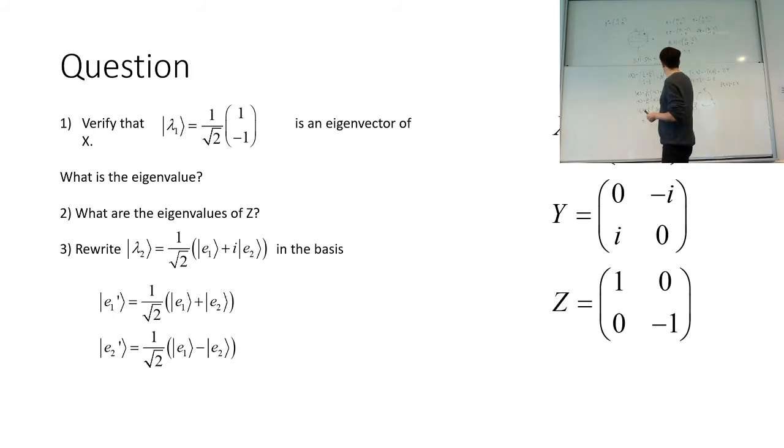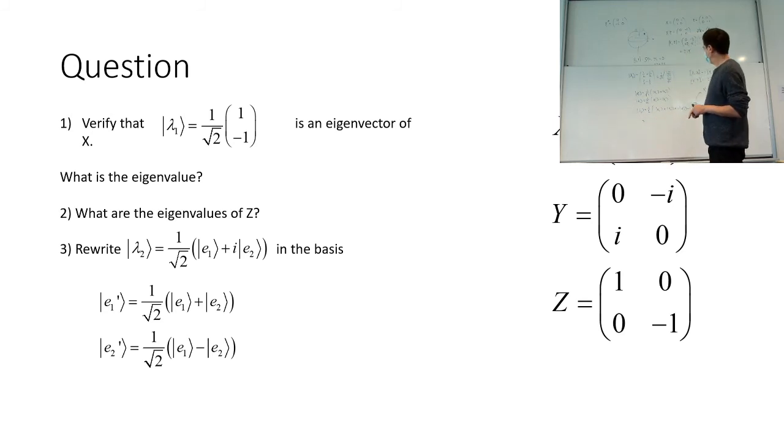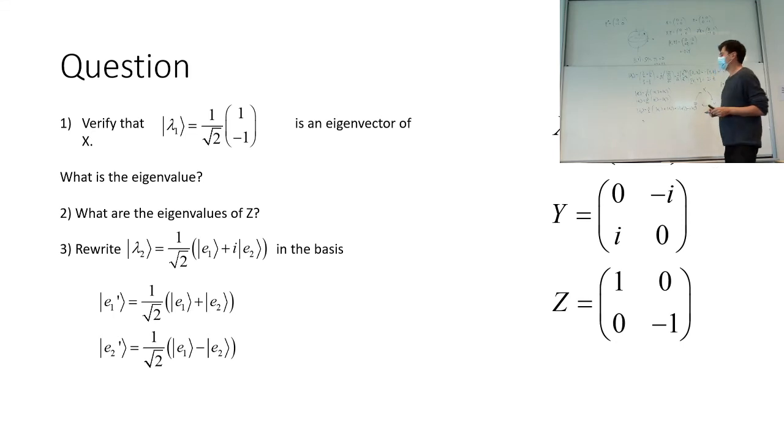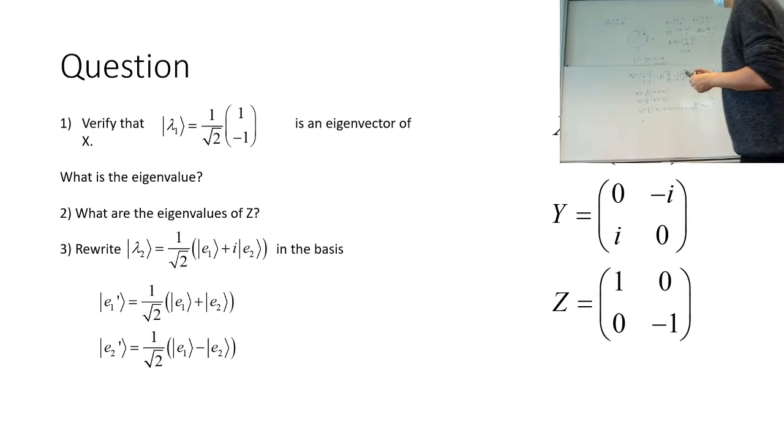And yeah, so you can actually do a little bit of simplification here because 1 plus i over root 2 is e to the i pi over 4. This is e to the minus i pi over 4. Yeah. But, yeah. All right, good.